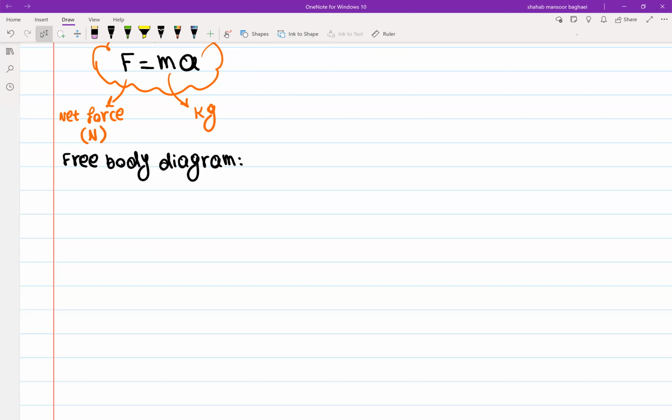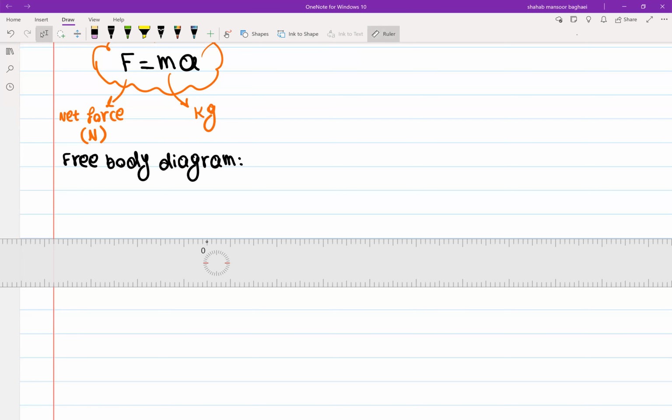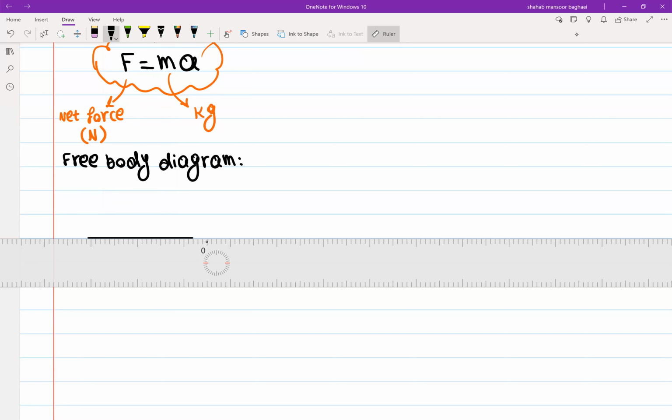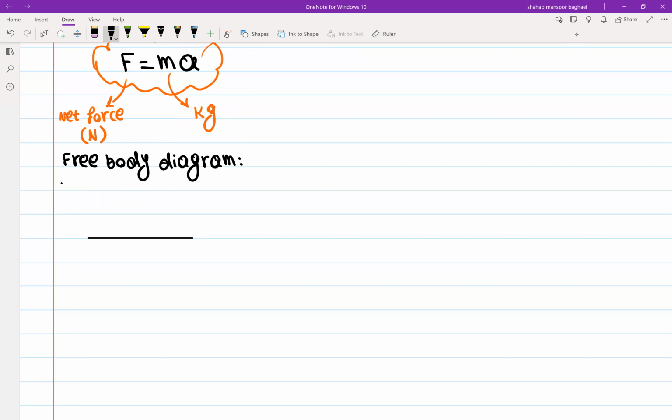But right now, I want to talk about the free body diagram of this force here. Now, imagine there is a block here. It's on the flat surface.